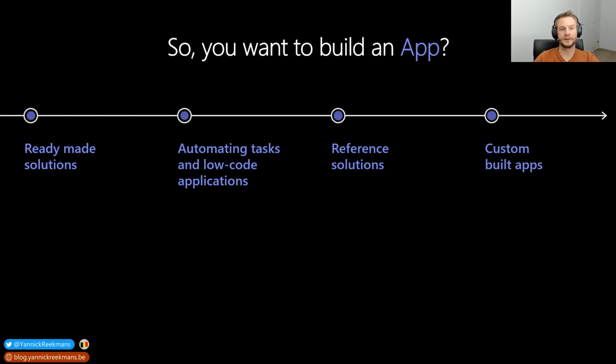One step higher in the development complexity, there are the reference solutions. Those are out-of-the-box templates that are made available by Microsoft and the community on GitHub. They come with support through the GitHub issues list, and you can use them as is, as inspiration for your own applications, or you can use them as a building block or a stepping stone so you can extend them with the additional functionality that you require. And then of course, the last one are the custom built applications. Everything you do from scratch.